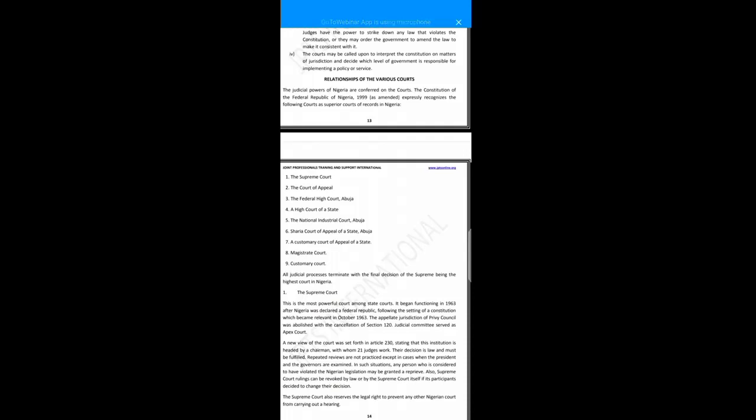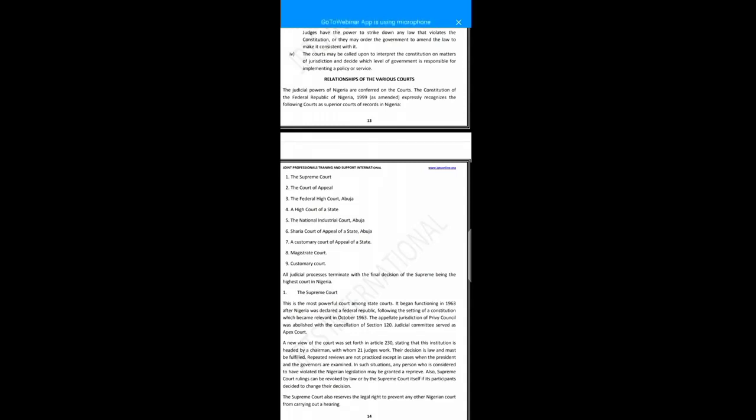Repeated reviews are not practiced except in cases when the president and the governors are examined. In such a situation, any person who is considered to have violated the Nigerian legislation may be granted a reprieve. Also, the Supreme Court rulings can be revoked by law or by the Supreme Court itself, if its participants decide to change their decision.